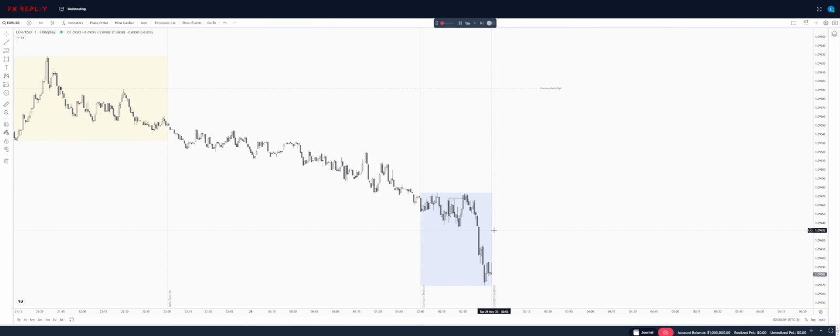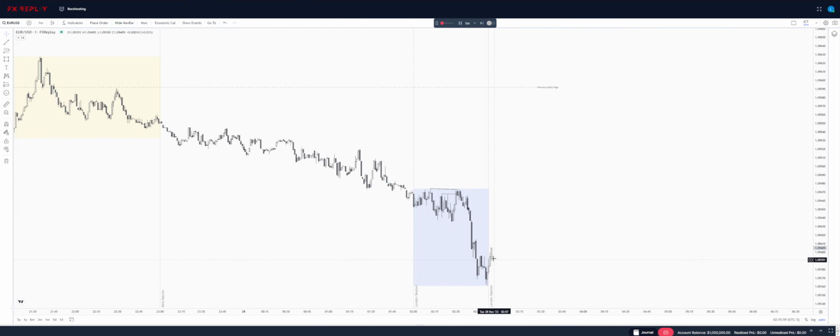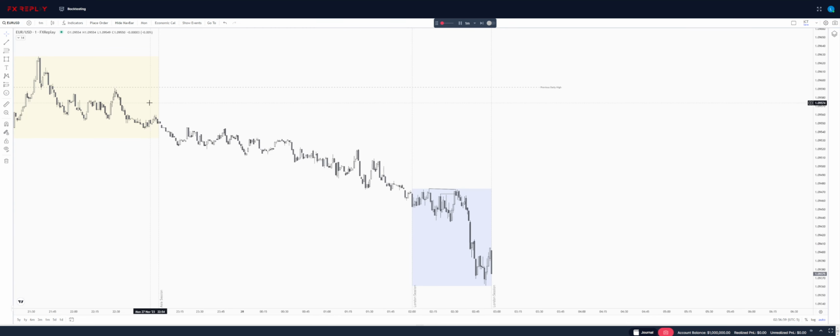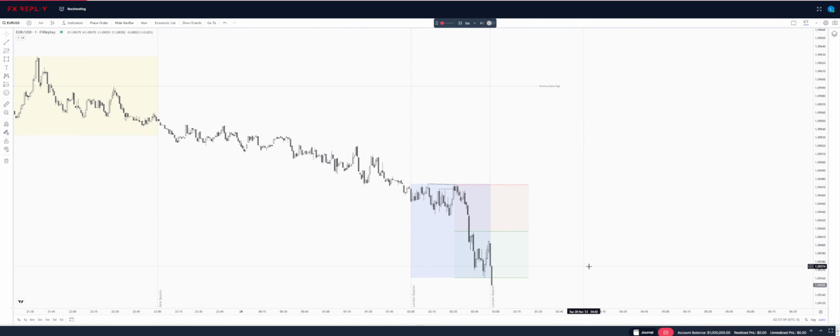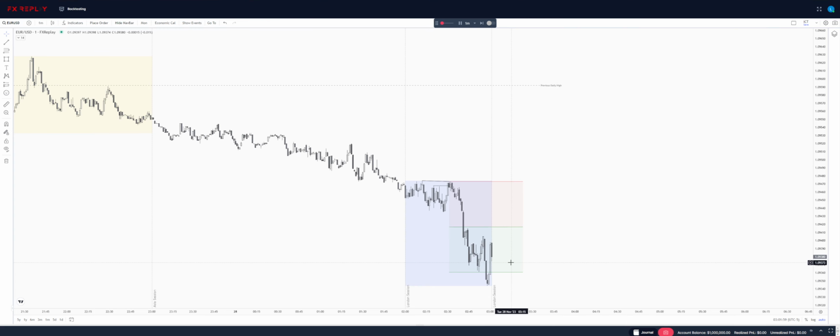But I believe that the move that we made right here has been really aggressive, and we also induced relative equal highs. So at this point, I'm not really interested in catching a trade in our premium zone right here. I'd rather wait for a new potential setup.